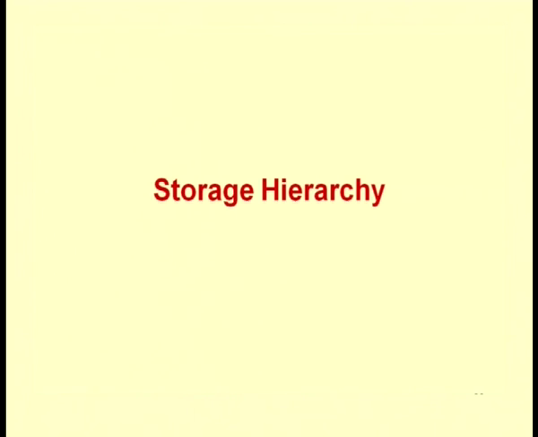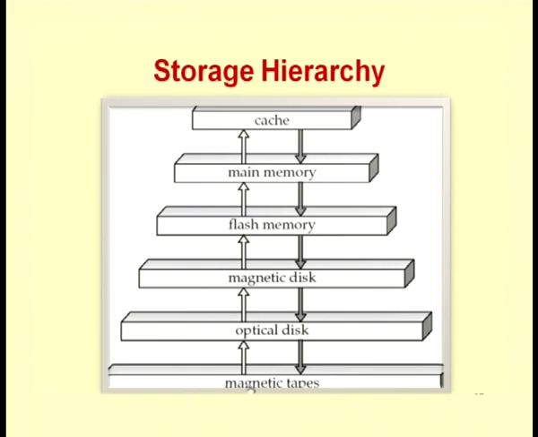Next, let us talk about another important concept which we have actually covered, the storage hierarchy. As we have already told you, there are some parameters by which you judge a memory: whether it is volatile or non-volatile, the speed, the cost, and how it recovers, that is, how power failure affects it. Based on that, mainly speed, we have defined what is called a storage hierarchy. This is a typical storage hierarchy where the lowest one, the magnetic tape, is at the bottom, then you have the optical disk, then the magnetic disk, then the flash memory, then the main memory, and then the cache.